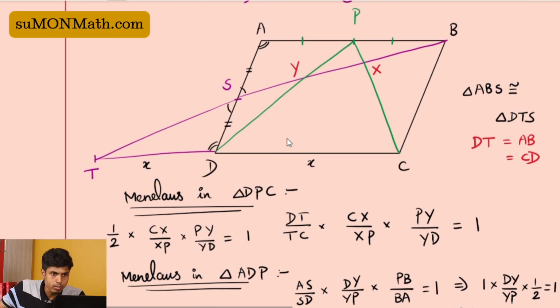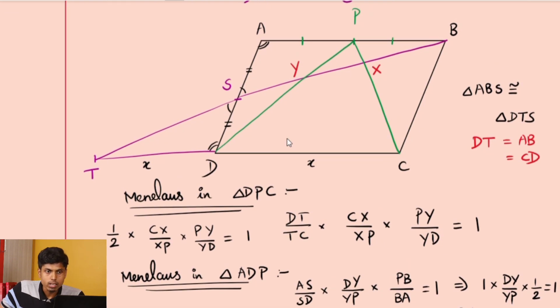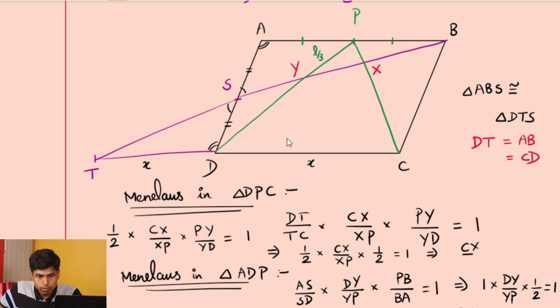So, in other words, if PD is of length L, then PY is of length L by 3 and YD is of length 2L by 3. So, 1/3 and 2/3. Alright. For now, let's erase DY, we will not require it anymore. Substituting it back in the first equation that we got, we get half into CX by XP times PY by YD, which is 1 by 2, and that's 1. And this renders CX by XP equal 4.